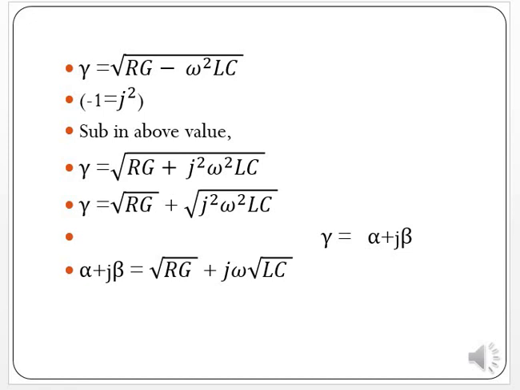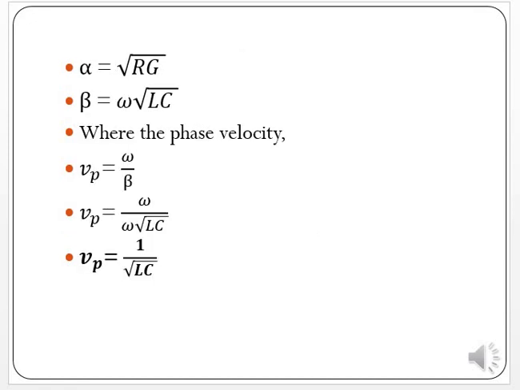Since minus 1 is equal to j square, substituting, gamma is equal to the square root of RG plus the square root of j square omega square LC. So gamma is equal to alpha plus j beta. So alpha plus j beta is equal to the square root of RG plus j omega root LC. Alpha is equal to the square root of RG, and beta is equal to omega into the square root of LC.